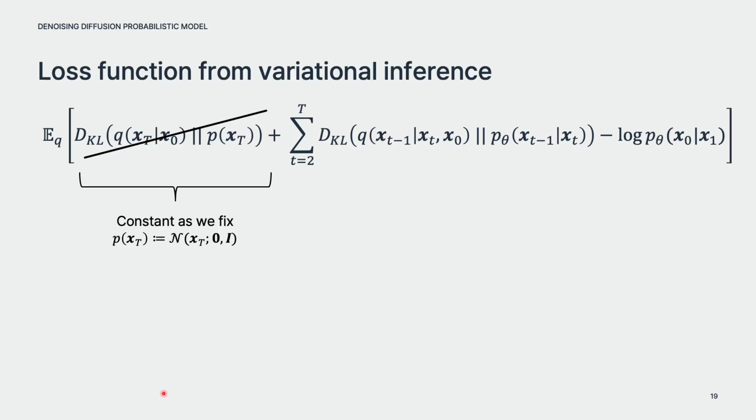So here, the first term is a KL divergence between Q of x large T given x0 and P of x large T. However, there is no need to include this term in the loss because there is no trainable component here. The next term with this sigma is the core term in the loss.